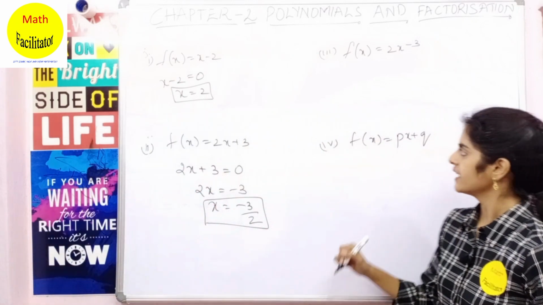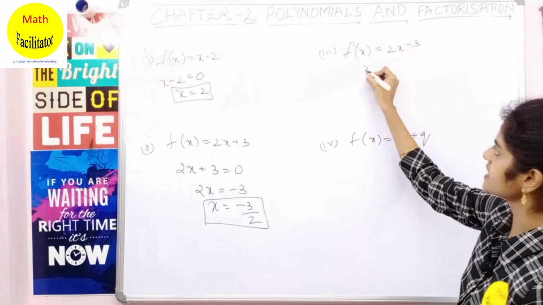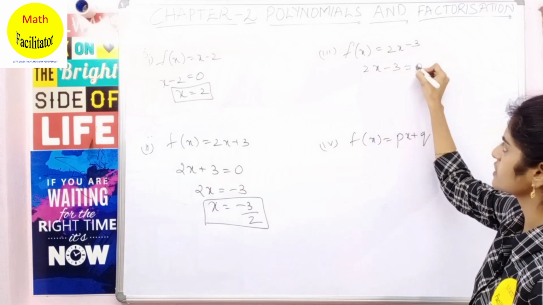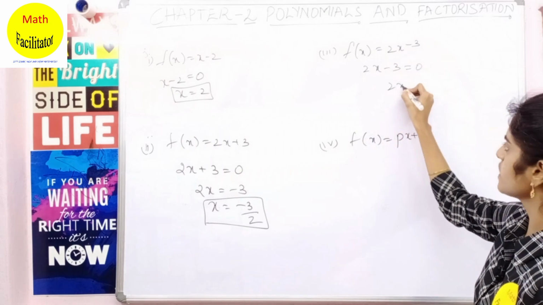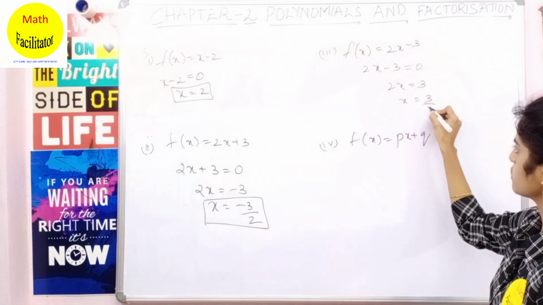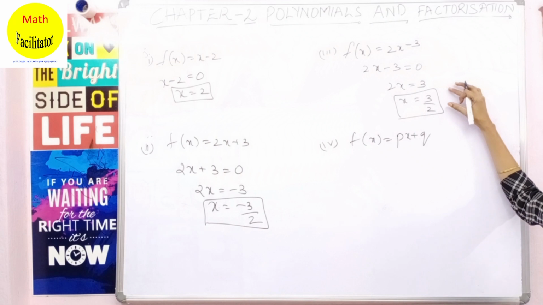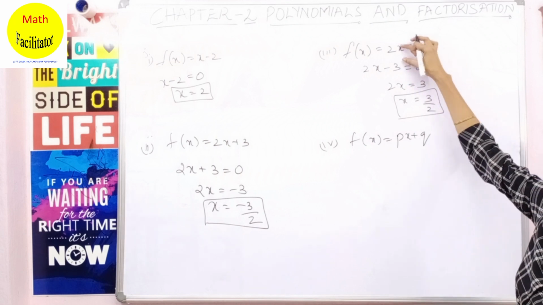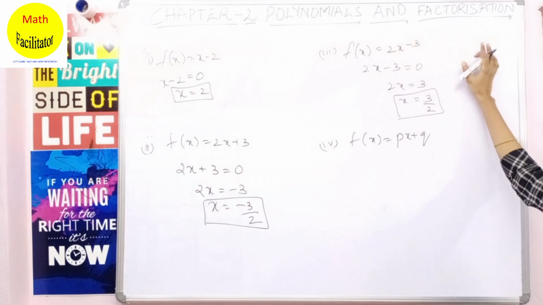Clear? Now the next one, 2x minus 3. Here also you will equate it to 0. So 2x equal to minus 3 becomes plus 3. So x is 3 by 2. You can also cross check these zeros of the polynomial by substituting this value here, and you have to get the value of the polynomial as 0.